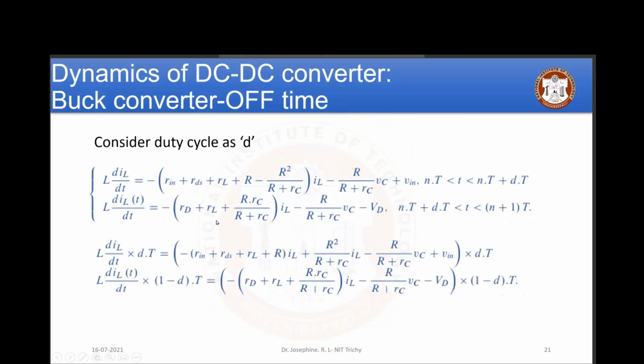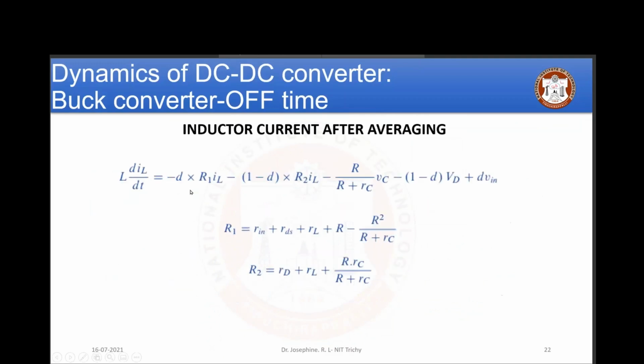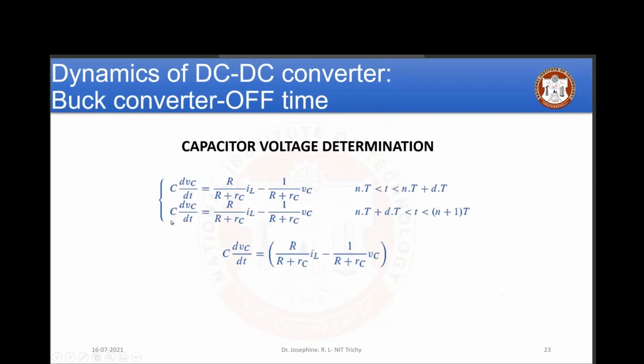So here you can see that notation. These two I'm going to average. So what is my L dIL by dt? It is the sum of these two, where R1 and R2 are the equivalents of this. Instead of taking this large value, I'm just going to take one notation, R1 and R2. Similarly for the capacitor voltage, my state space equation dVc by dt is in this format for duty cycle on time. For duty cycle off time, this is my equation. So it's my equivalent dVc by dt format, which is again a function of IL and Vc, which are my state variables.